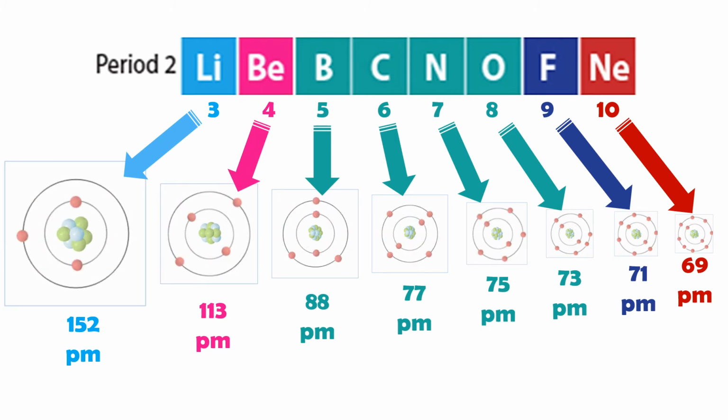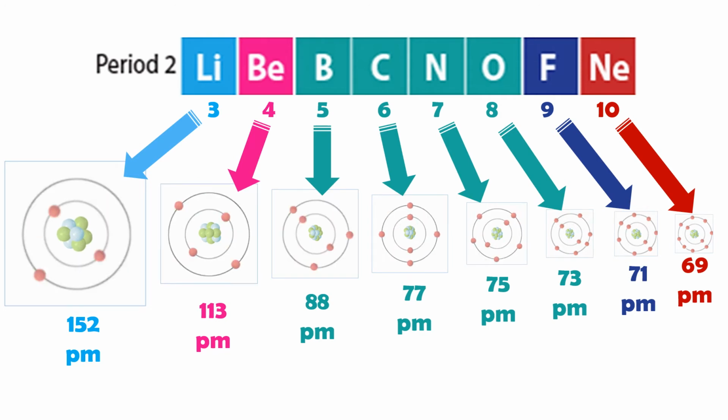The atomic size of lithium is 152 picometer, while the atomic size of neon is 69 picometer. This shows that atomic size decreases along the period.